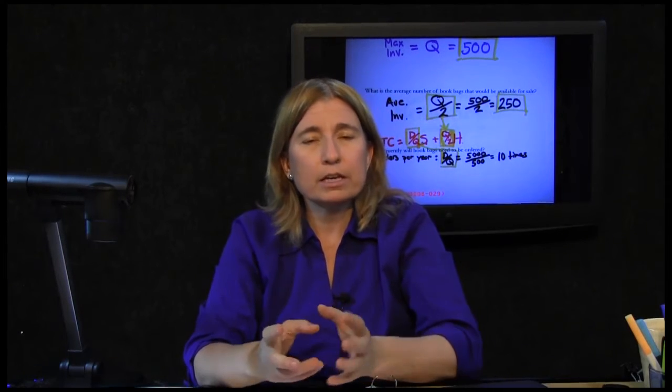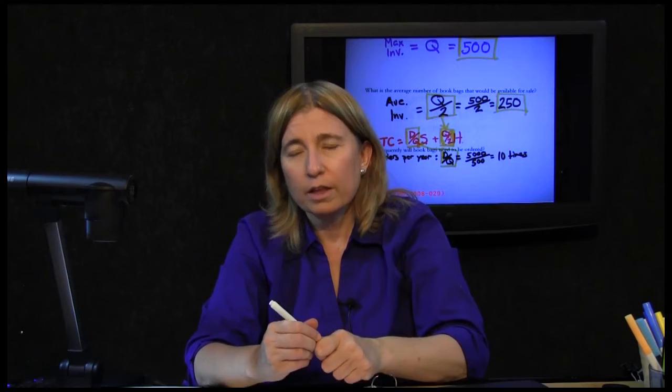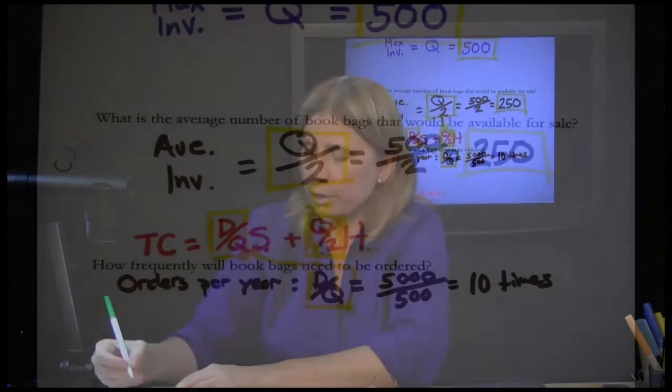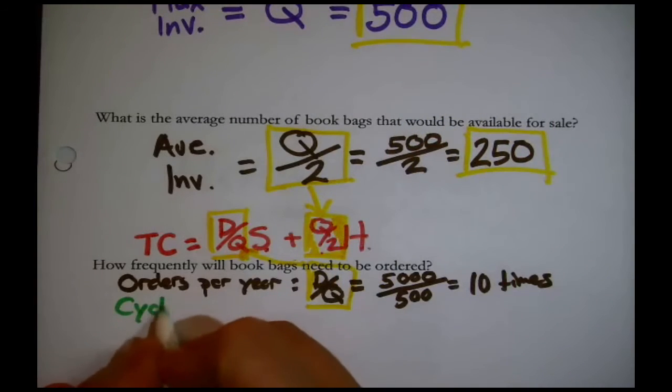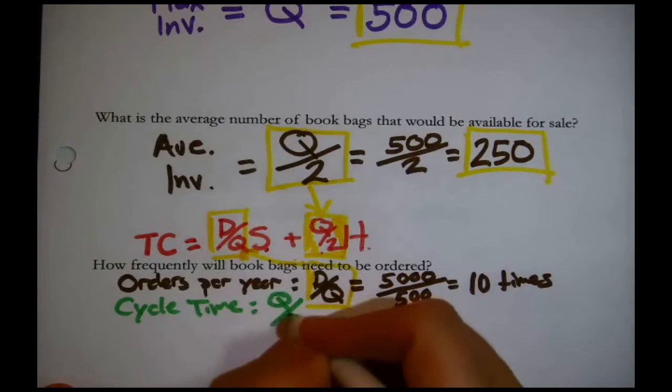Now, as far as addressing that one last question, how frequently will book bags need to be ordered? There is another reading that would be very useful. We know that they'll be ordered 10 times a year, but very often we're concerned or would like to know the cycle time. That is to say, well, fine, then how much time will pass between each order and between each delivery? Cycle time also addresses this question, and it's just that ratio flipped. Basically, in essence, Q divided by D.